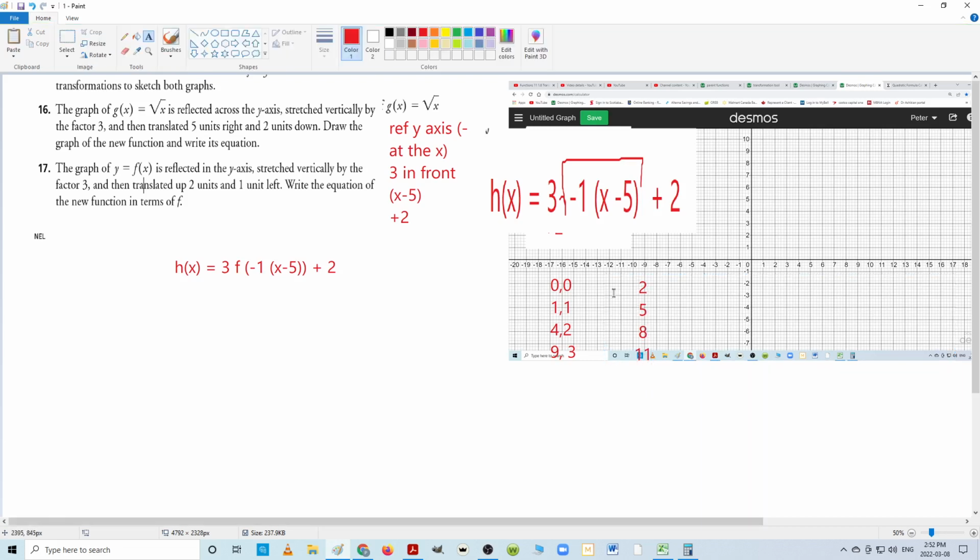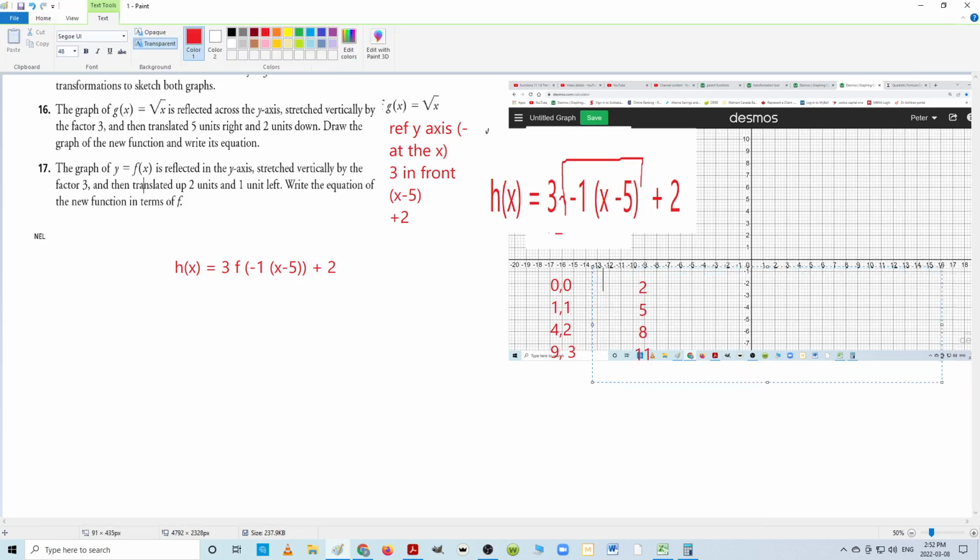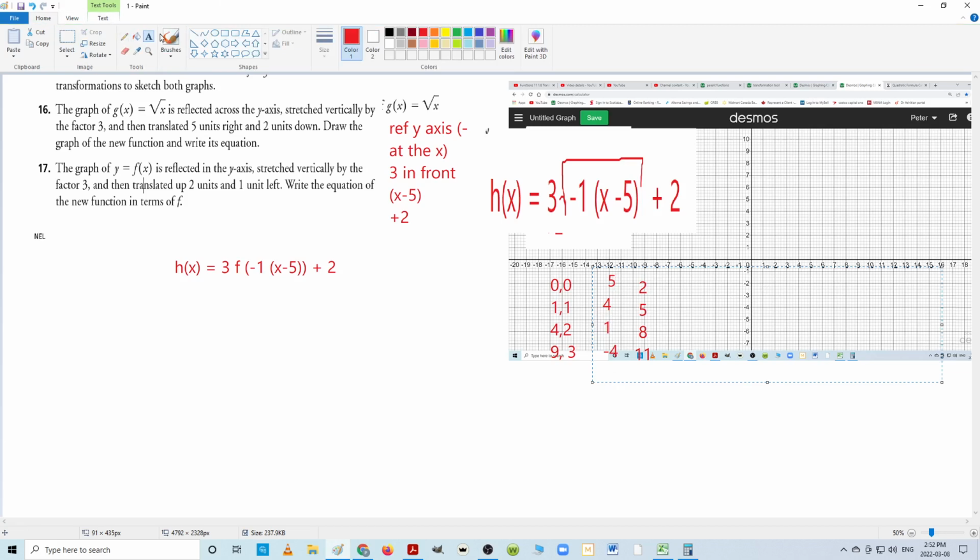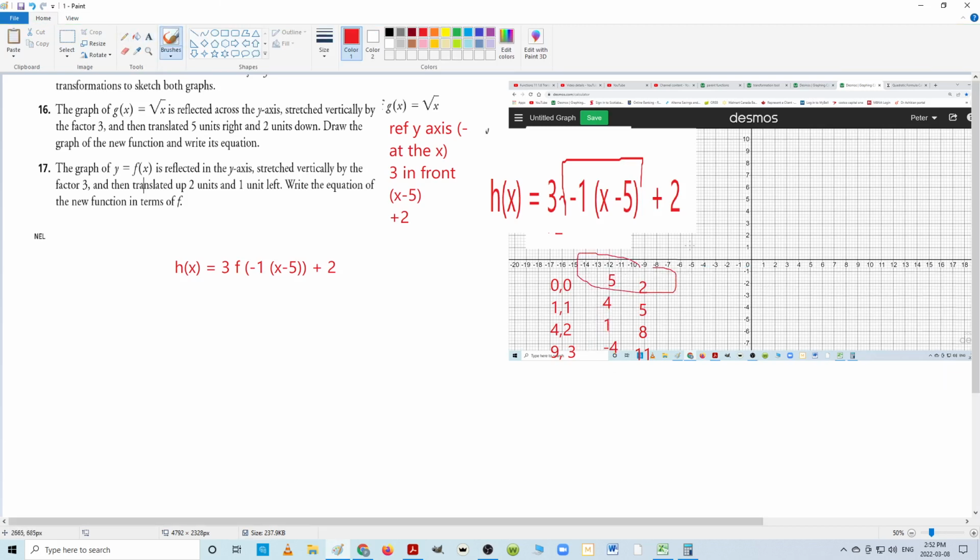And then all my x values, I'm going to multiply by negative 1 and add 5. So this first one's 5. Negative 1 add 5, 4. This next one, negative 4 add 5, 1. And negative 9 add 5, minus 4. So now I have the points. And this should be my vertex. So 5, 2, right there.